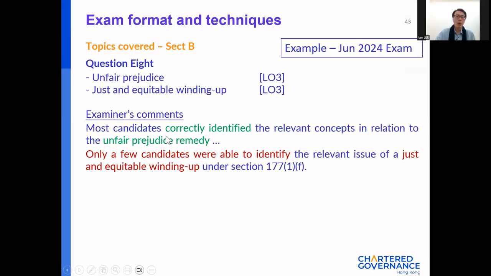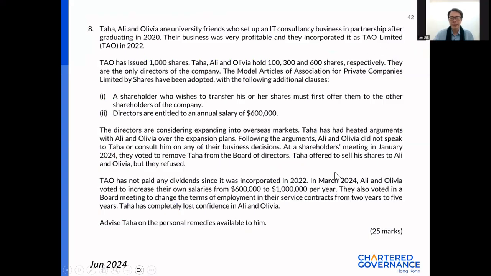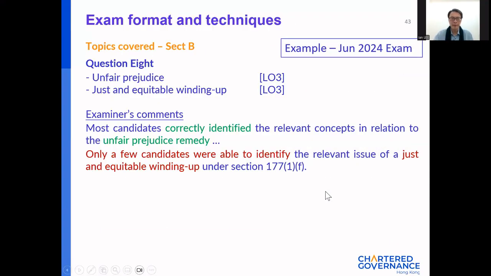So according to the examiner, most candidates correctly identified the relevant concept in relation to unfair prejudice remedies, but only a few of them were able to identify the relevant issue of just and equitable winding up under section 177(1)(f). It's interesting because I would have thought most students would have thought of just and equitable winding up when they were reading the story, because this is a classic case of a breakdown in relationship of mutual trust and confidence. So that remedy would often arise, but no matter, we will go through them now.